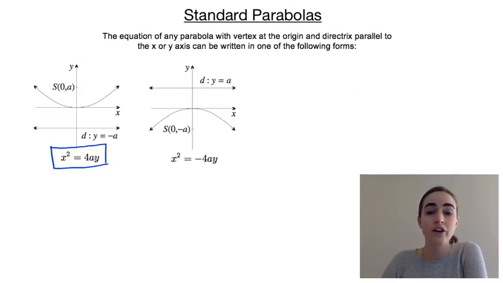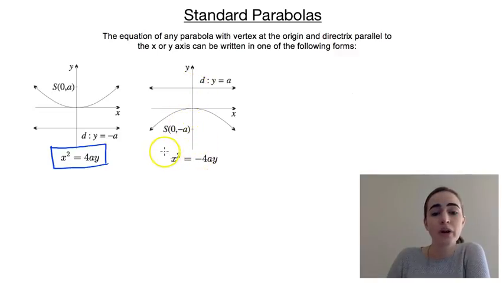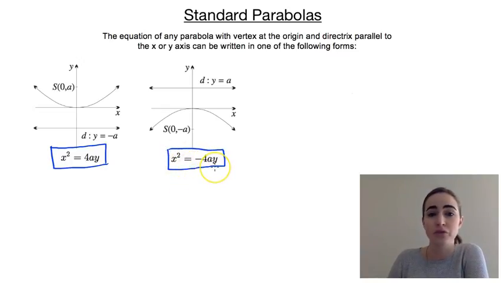So we'll have a look next at a concave down parabola. So we've still got that same vertex, we still have a focal length of a, then our equation would be very similar, except we're going to have that negative in front of the 4. So we'd have x squared equals minus 4ay.